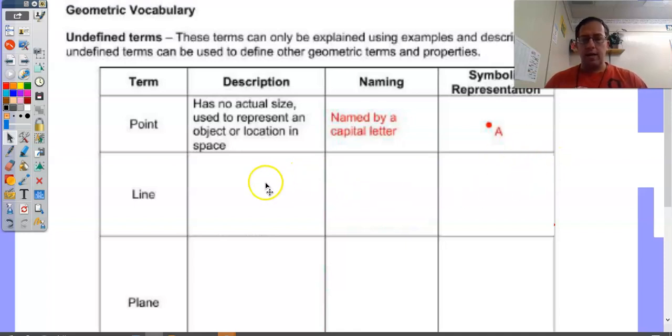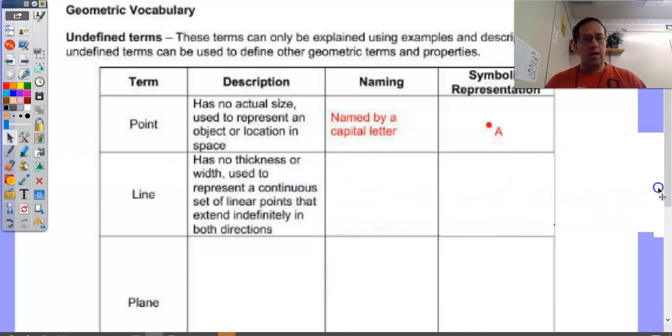All right. A line. A line has no thickness, no width. It represents a continuous set of linear points. So you see how we're using line inside the definition of line. That's no good. It's a continuous set of linear points that extends indefinitely in both directions. So it's going to go forever that way and forever that way. And if it's going forever, can we draw it? No, we can't draw something that goes on forever. Our paper's not big enough, right?